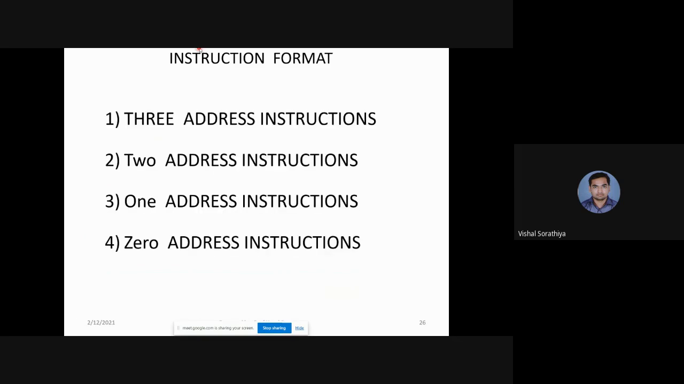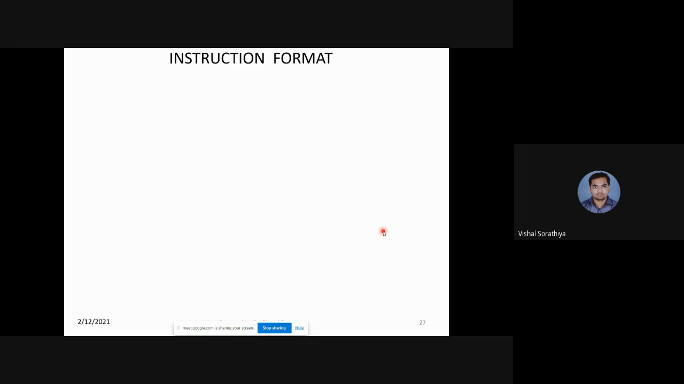So there are 4 instruction formats: 3 address instruction, 2 address instruction, 1 address instruction, and 0 address instruction. So that's related to 0, 1, 2, 3. How many types of address instruction we have, that we need to study over here. A 3 address instruction will be like this one: add R1, R2, R3. That's one type of the possibilities.